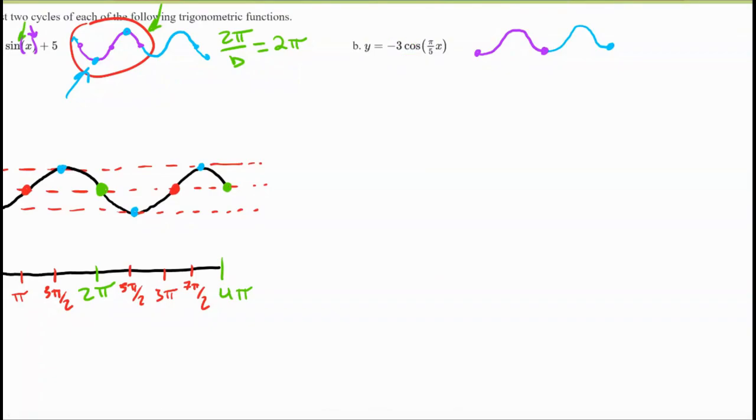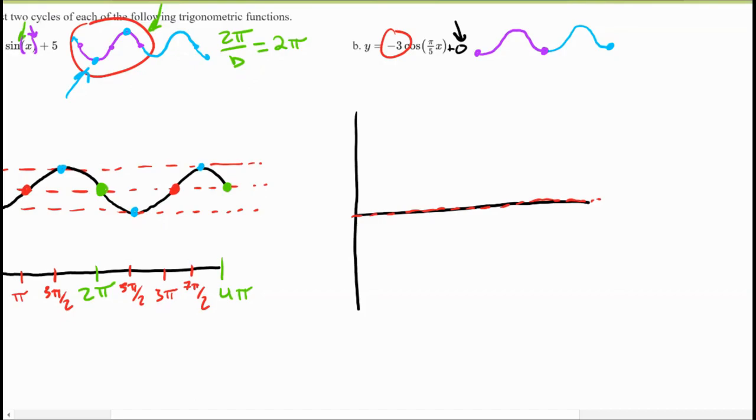Okay, so first, where is my midline? Well, there's no k value. It's not adding anything at the end here, so that means that my midline is just going to be at 0. My a value, which tells me the amplitude, is -3. Negative is why I'm going to start at the minimum. The 3 is telling me I'm going to go up 1, 2, and 3, down 1, 2, and 3. That gives me my minimum and my maximum.